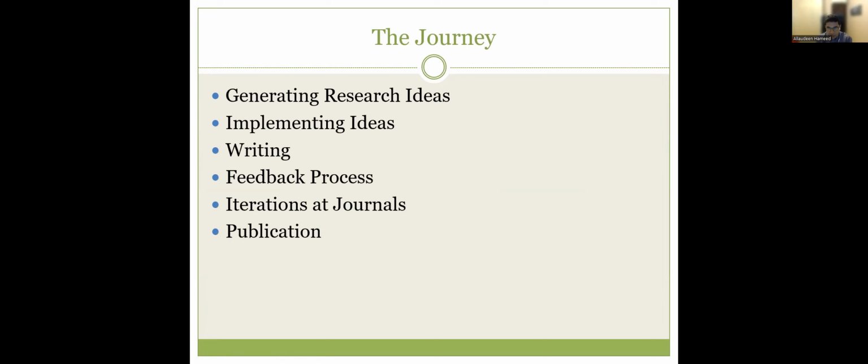So to start off with, I'll talk about generating research ideas, and then, assuming that you have stumbled on some interesting ideas, how do you implement them? The next step is writing up the research results. Then go on to the feedback process, which is an important thing in social sciences, iterations at journals, and then finally the publication.